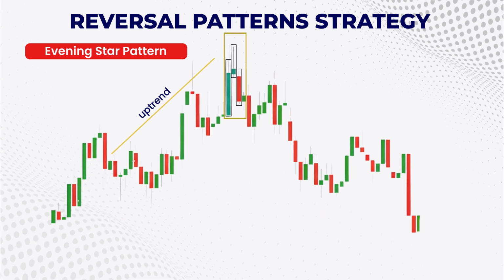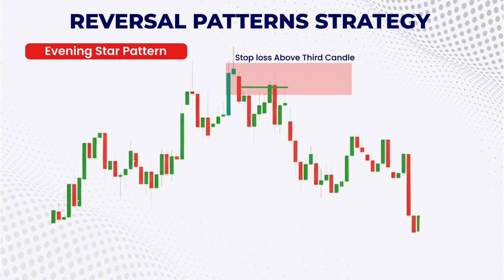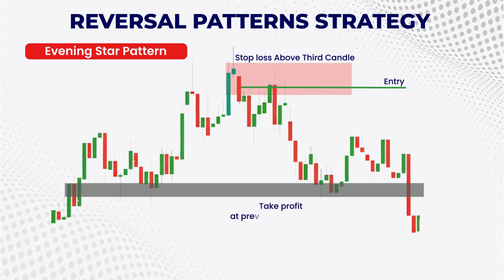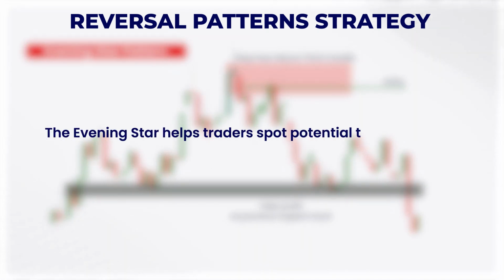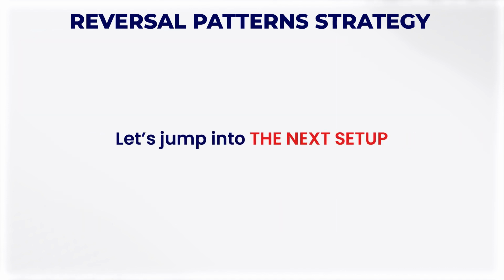Now, let's look at the trading setup. The stop loss is placed above the high of the third candle to protect against false signals. An alternative entry can be taken at the midpoint of the third candle for a safer confirmation. Finally, the take profit target is set at the previous support level, where price is likely to find buying interest again. The evening star helps traders spot potential trend reversals and secure profits by entering at the right time. Let's jump into the next setup.